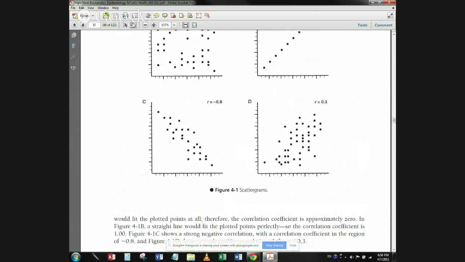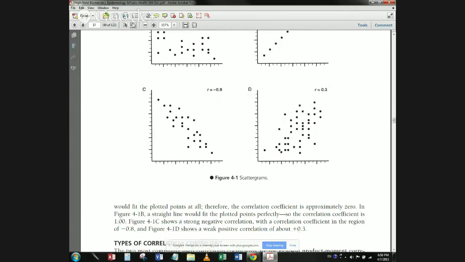In figure 4.1b, a straight line would fit the plotted points perfectly, so the correlation coefficient is 1. Figure 4.1c shows a strong negative correlation, with the correlation coefficient in the region of negative 0.8. And figure 4.1d shows a weak positive correlation of about plus 0.3.